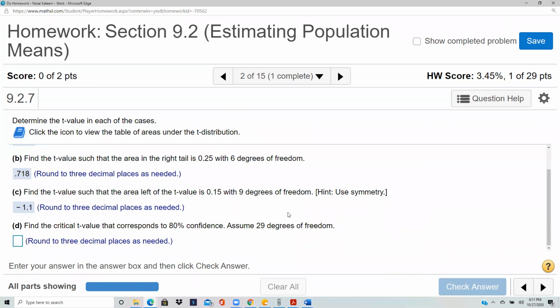Find the critical t-value that corresponds to 80% confidence. So remember, we had a similar problem in the normal distribution problem, and I told you over there that the level of confidence is the middle or in between area. So the same rule still holds even in t-distribution. Whatever is the level of confidence, that's the middle area, and so you do the in between. So area is 0.8, 29 degrees of freedom.